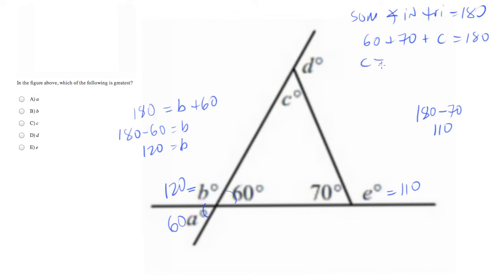So C therefore equals 180 minus 60 minus 70, which is equal to 50. So I'll go ahead and fill that in. And we can use our old friend 180 minus 50, which equals 130 for D.